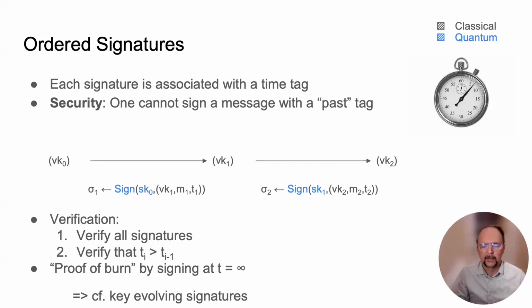Now you can think of an immediate relationship here to key evolving signatures, where we get a guarantee that the key in the past has been destroyed. Finally, the whole signature can be burned by signing, let's say, at the time point of infinity. So there are no more messages possible to be signed.